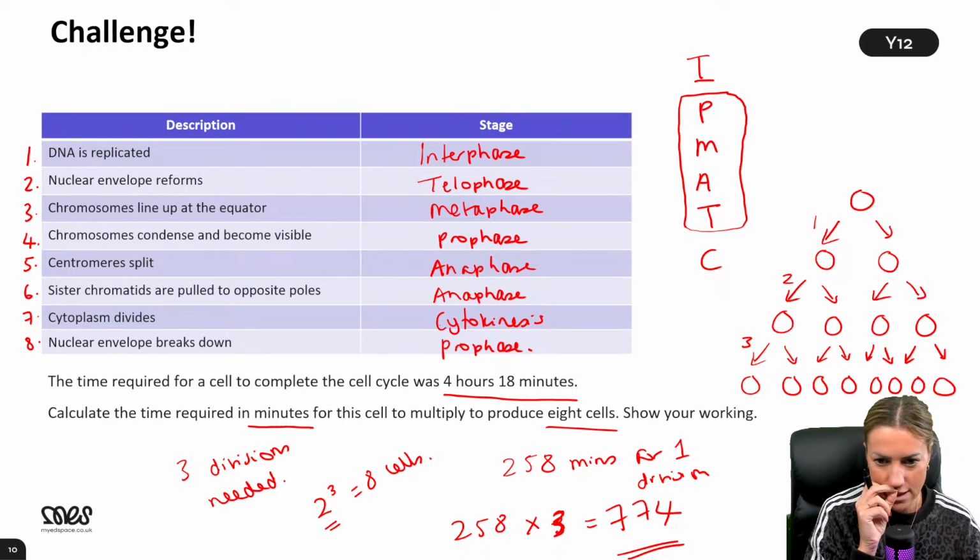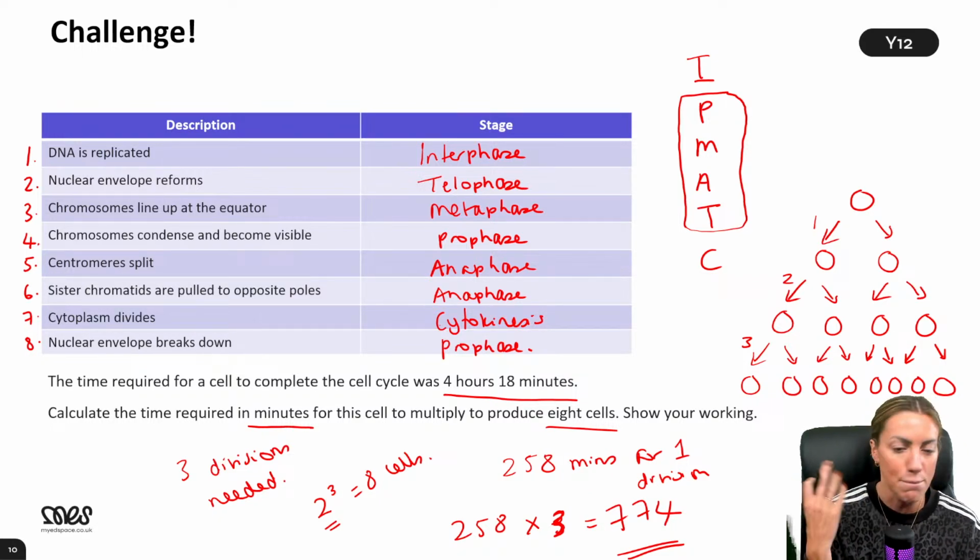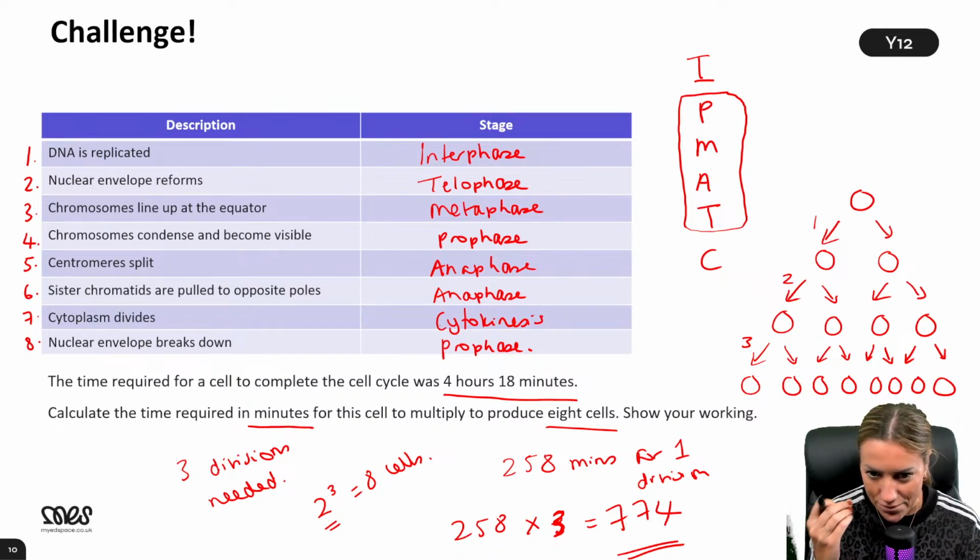774 minutes. Just make sure we convert hours to minutes and then multiply it by 3, because 3 divisions would give us 8 cells. Okay.